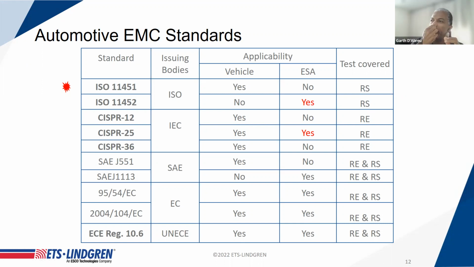CISPR 25, as I mentioned, for full vehicle self-immunity emissions or component emissions. And then CISPR 36, full vehicle low frequency emissions. And then the overriding standard for the European Community, ECE Reg 10. This document references a lot of these other standards as part of the body of the standard, so it's not just a single standard covering everything. It copies or references the procedures that are described in a lot of these other documents.